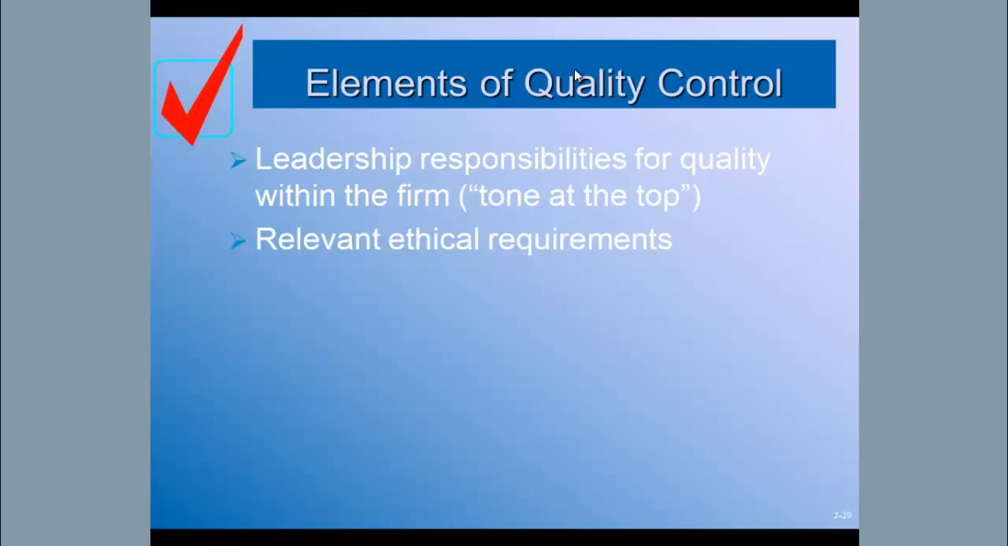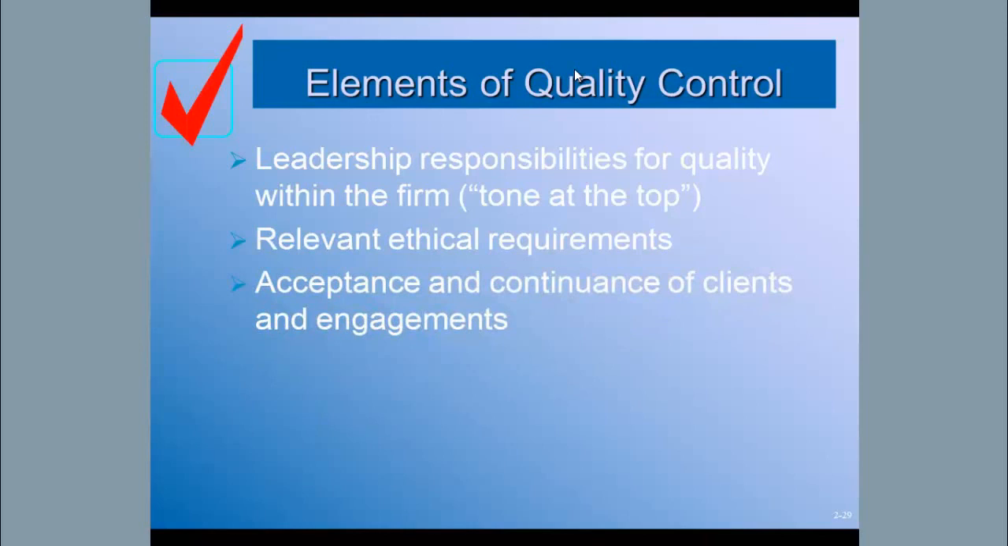I don't know who you are. Just as important as you interviewing us to become your accountants, we interview our prospective clients to make sure we want them. And I'll tell you in a few seconds some of the things we do that are required and some of the things we find out. Of course, relevant ethical requirements, very important to quality control.